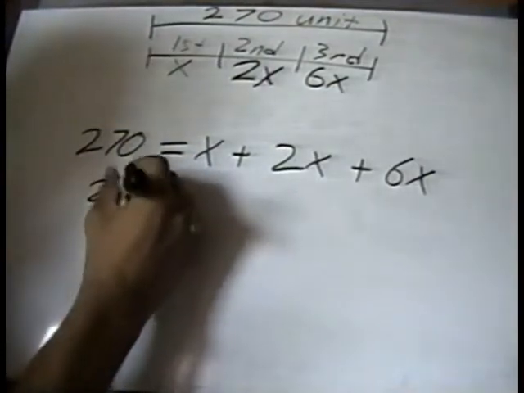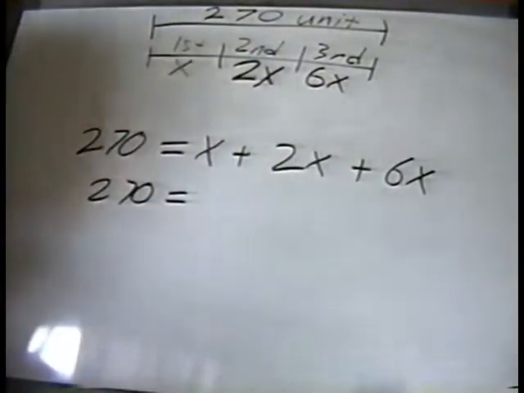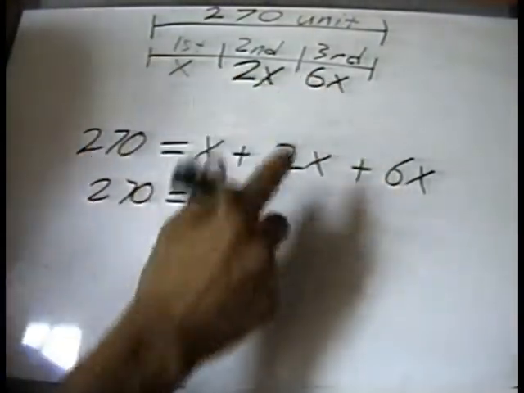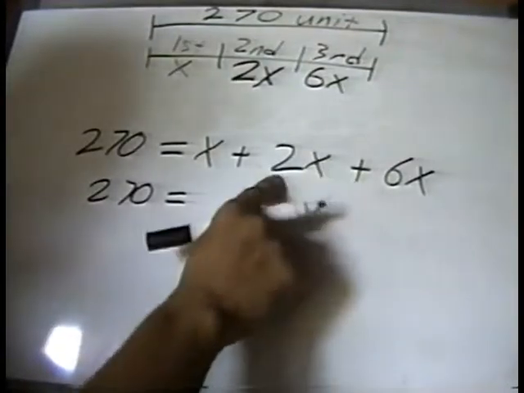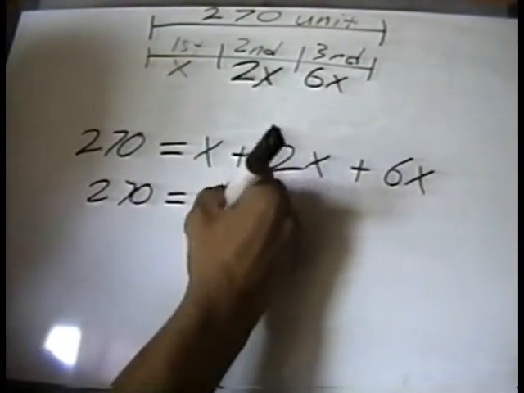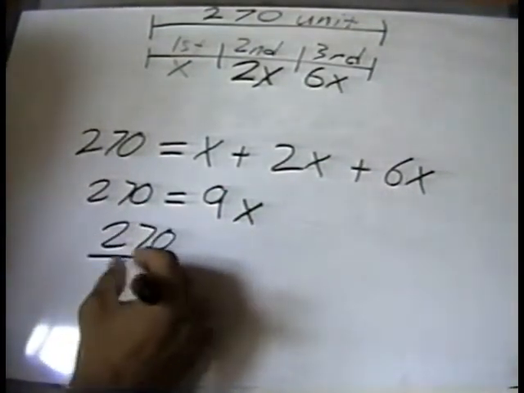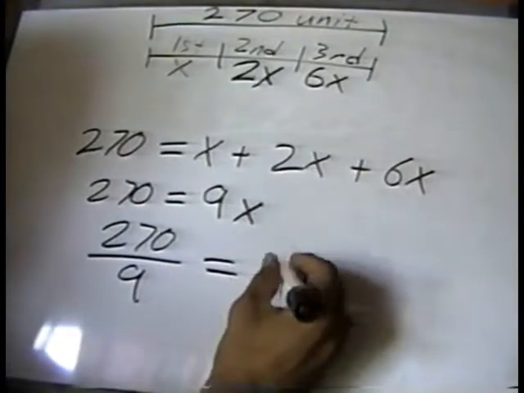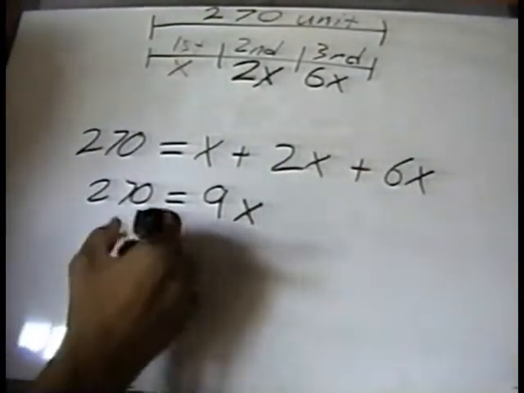Okay, so first we have to find out what x is. Remember, the problem says how long is each part. It's not asking us how long is x. It's asking us how long is each part. So we solve for x by combining. First we solve for x, and then once we find x, we substitute the value for x back into the parts. So here, we add them all up.